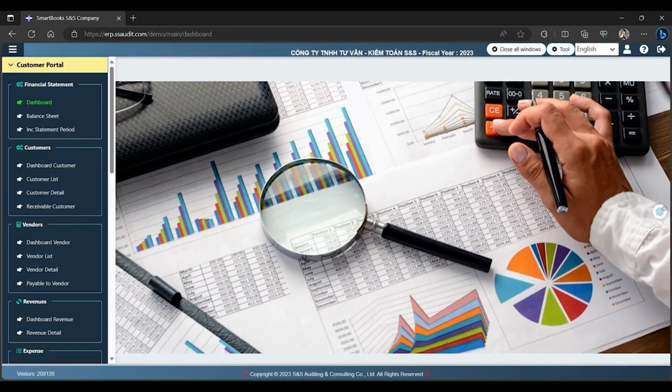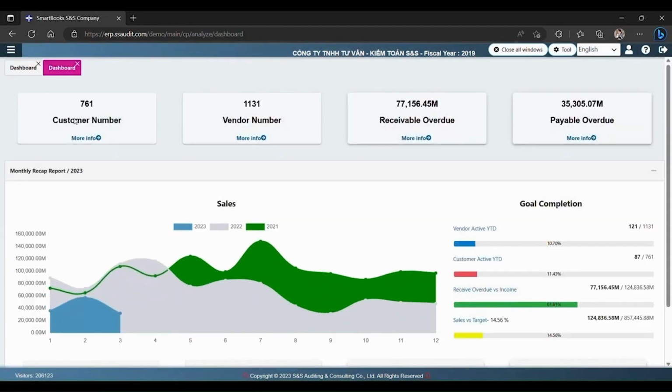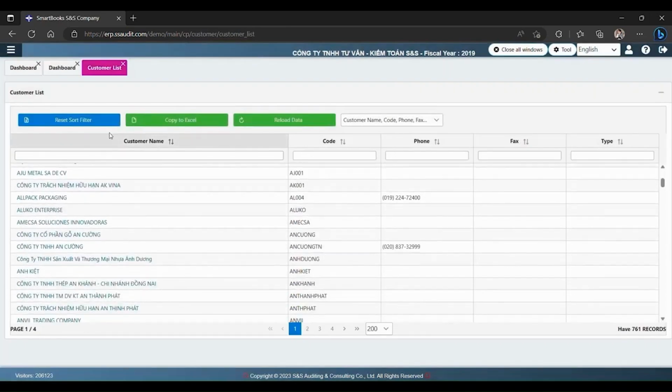Financial statement. CustomerPortal provide financial information and analyst summary for top management's decision making. Dashboard. Customer number. Total customers. More info is linked to customer list.